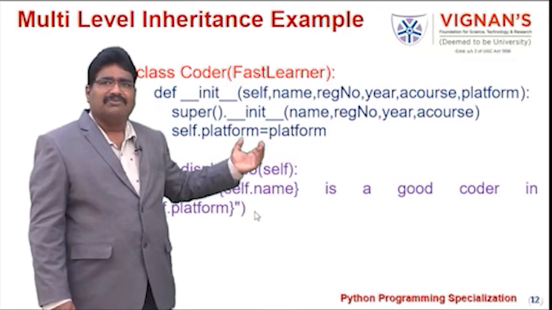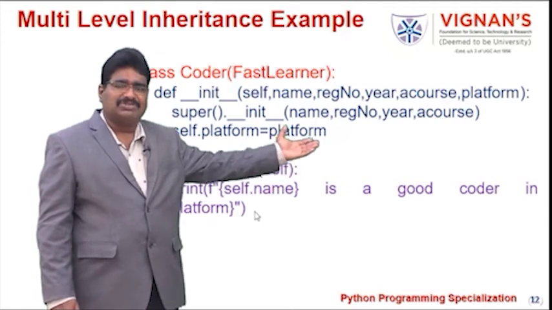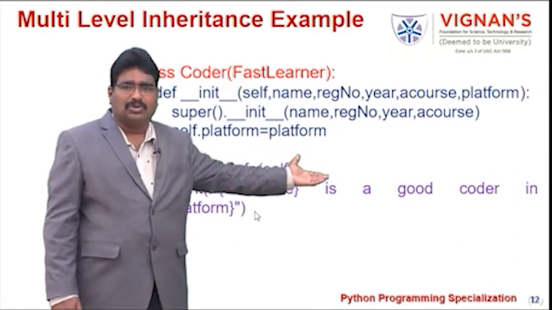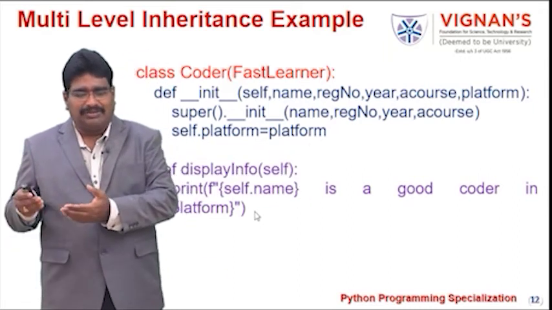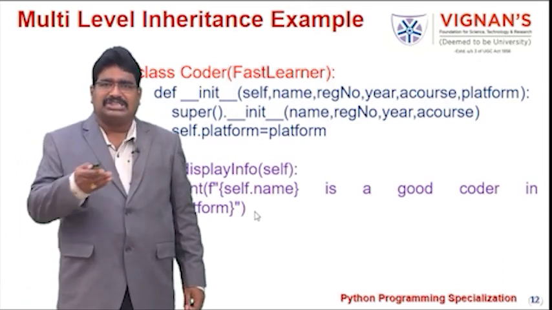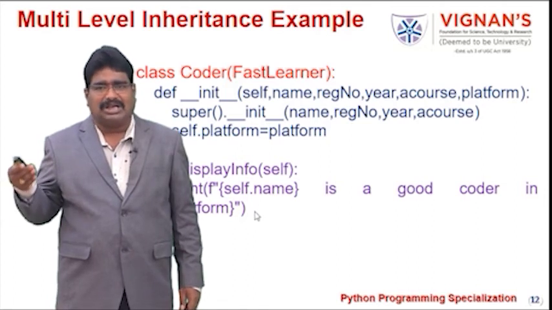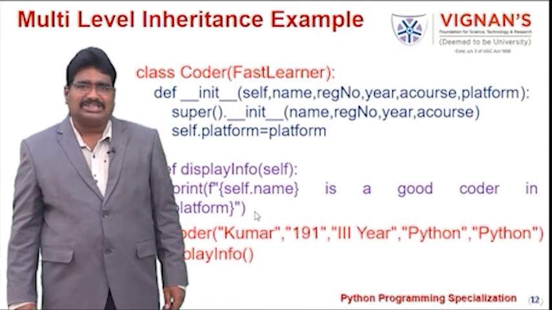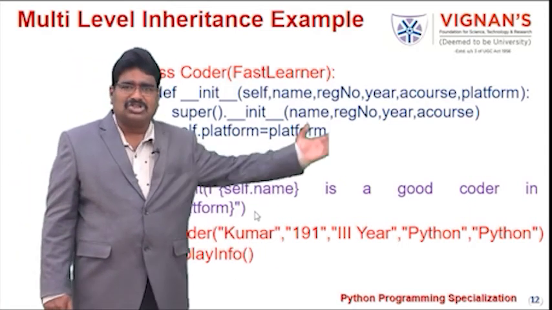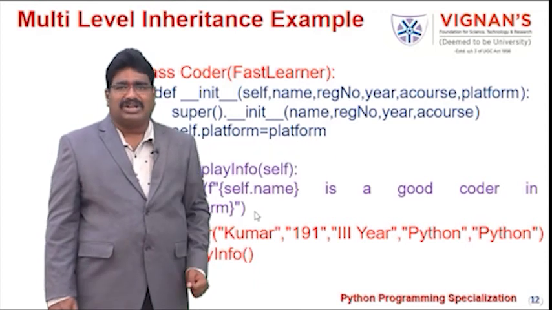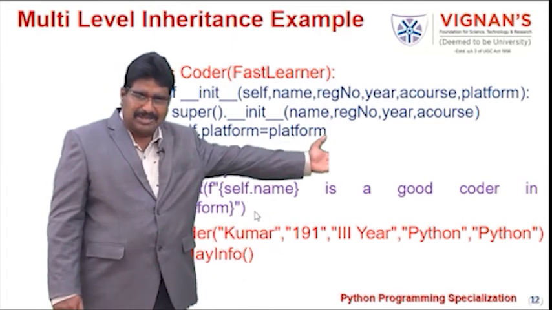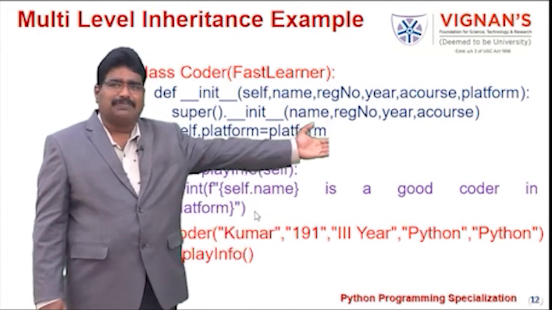Here in this one we want to display the name of the student, and in which platform he is a good coder. For example, if some student is coding well in the Python programming language, then it automatically displays the name of the student is a good coder in Python, or C, or Java. Now we take one example. S3 is equal to coder of, and we pass the parameters: his name is Kumar, the register number is 191, the year is the 3rd year, the additional course taken is Python, and he is working on the platform of the Python programming language.